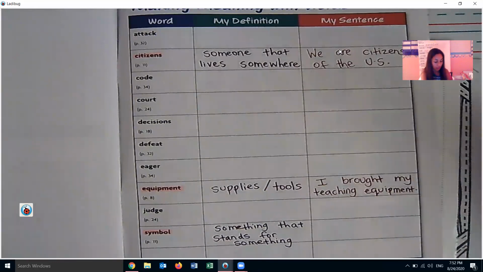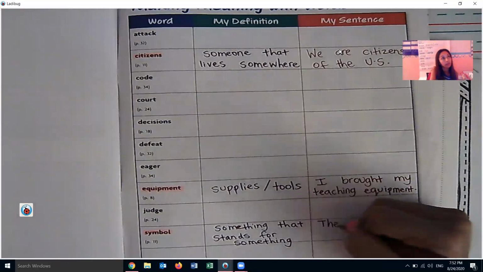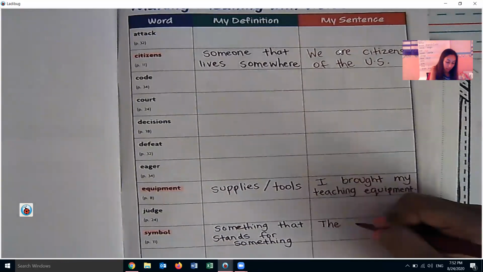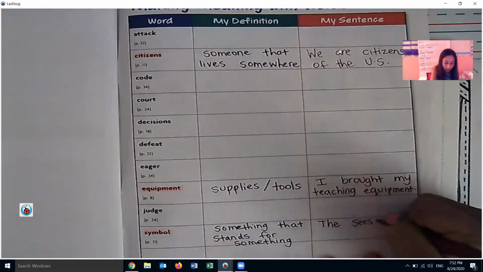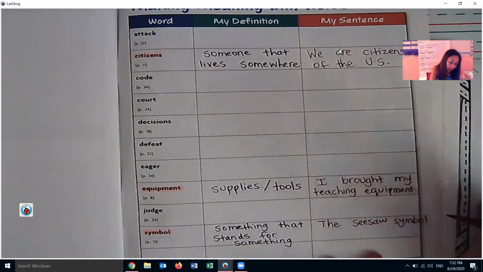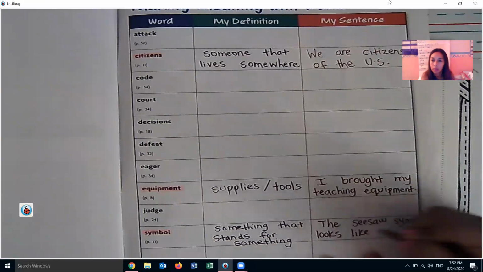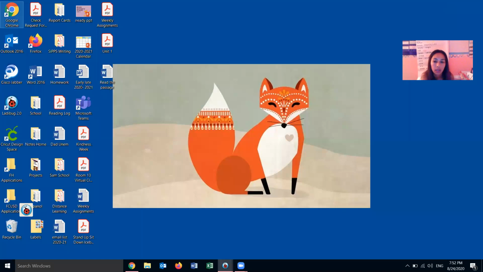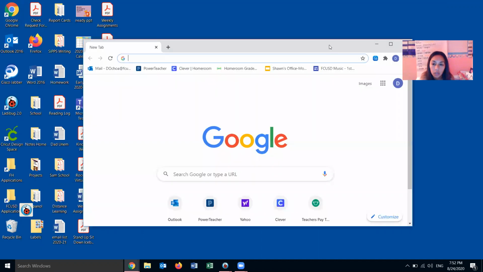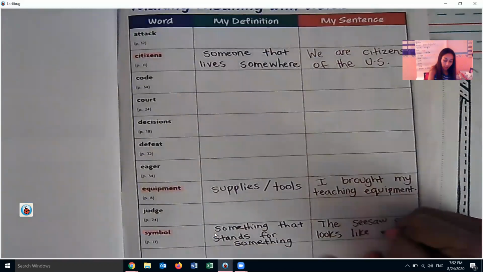A symbol is something that stands for something. So maybe the Seesaw symbol. That's the website we use. And you know what, let me look at it really quick. I thought it looks kind of like a little number 8 is what I remember, but actually it looks kind of like a little bow. Okay, let me go back to our ladybug. The Seesaw symbol looks like a bow.